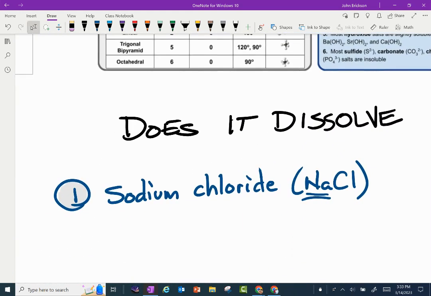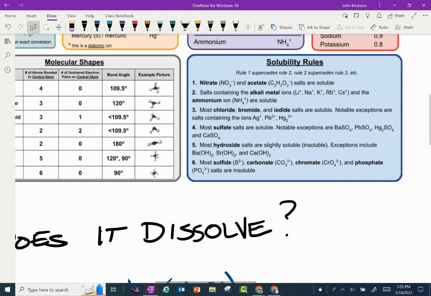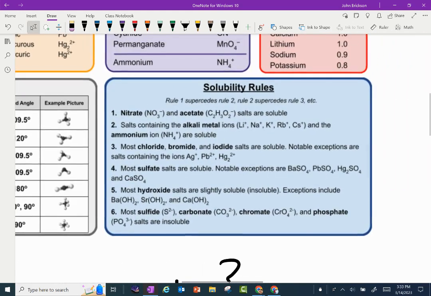Let's apply the rules to some different compounds and see how this works. Does it dissolve? Does sodium chloride dissolve? Let's see. Sodium chloride has the formula NaCl. So we go over to our solubility rules. We look at a rule that would apply to sodium chloride. And you can take your pick on this one because there's a rule for things that have sodium, and there's another rule that has things that contain chloride. So we could apply both of these rules, but remember the instructions said go with the first rule that you come to. So rule number 2 says if it's got sodium in it, then it is soluble.